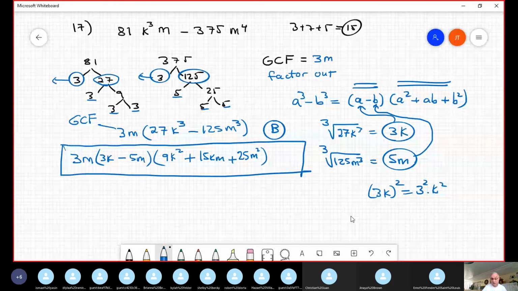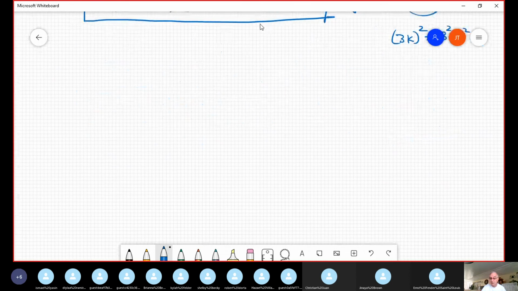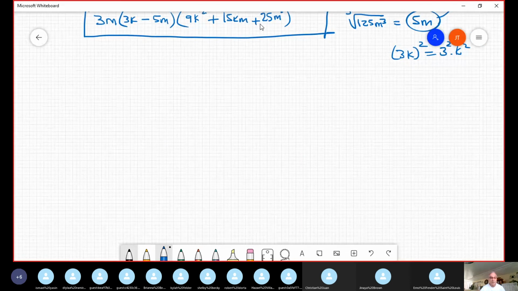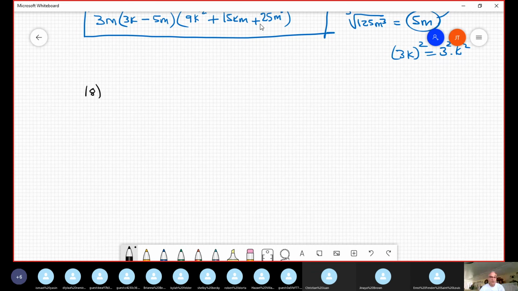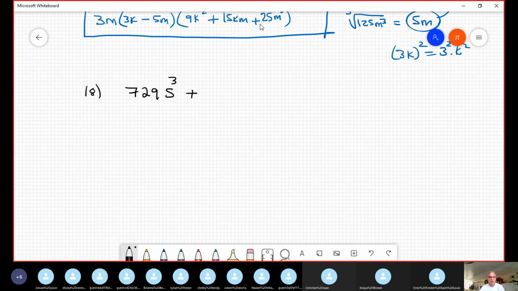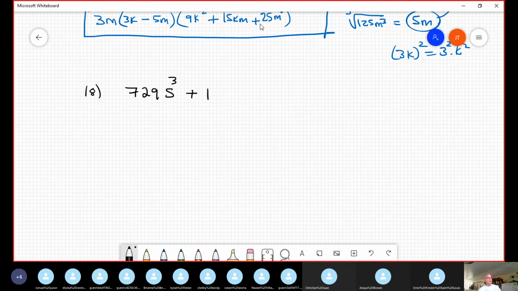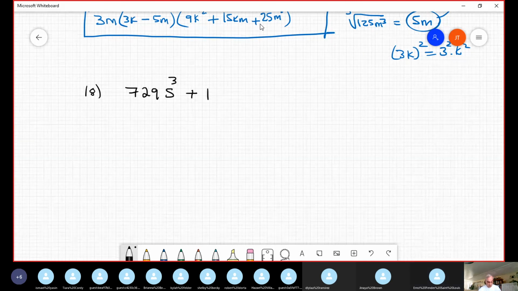I think 18 is easy. Look, 18 is 729x to the cubic power plus. Wow. Classification: what is the problem? Is it a difference of squares, a difference of cubes, or a sum of cubes? Cubic. It's a sum of cubes, right?